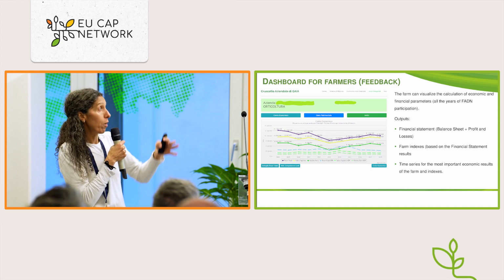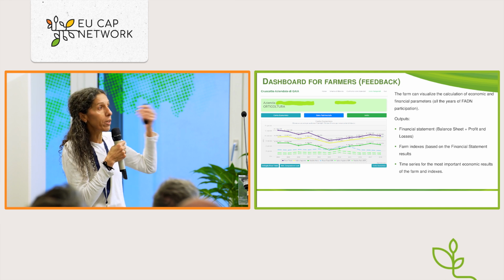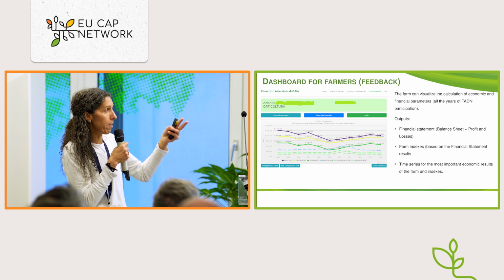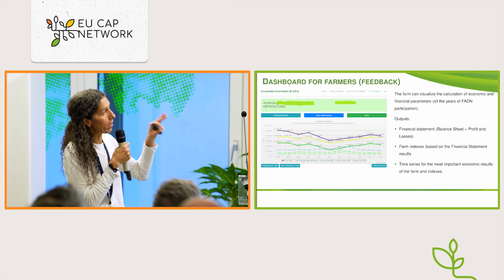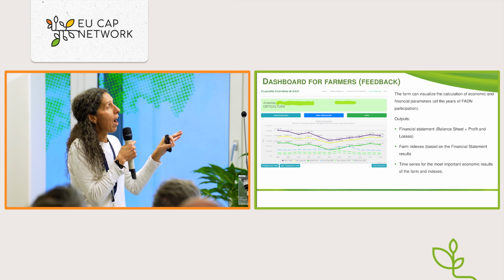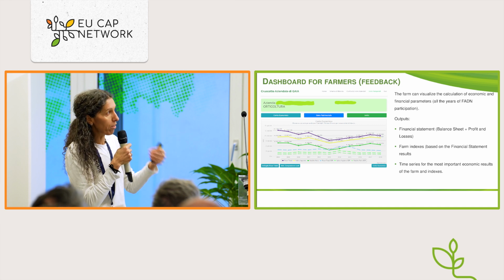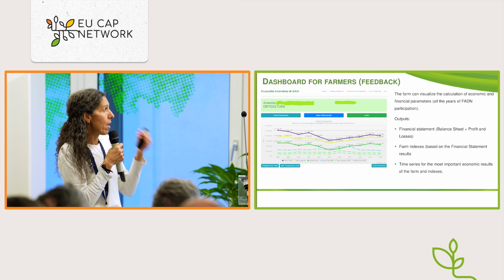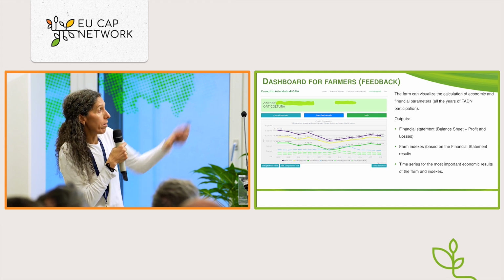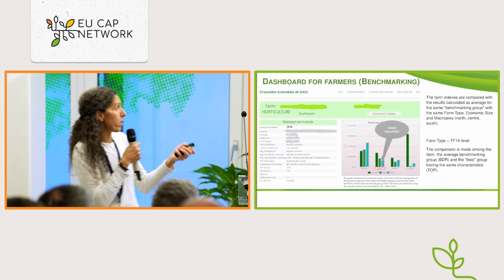There is also a list of farm indexes that we want to complete in future using FSDN data. So for the moment, the farm indexes are economic, but we want to add even the environmental and the social ones. And even to look at a time series of the most important economic results.